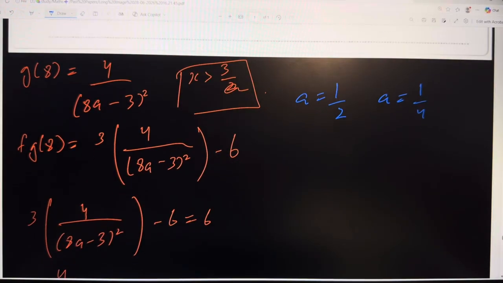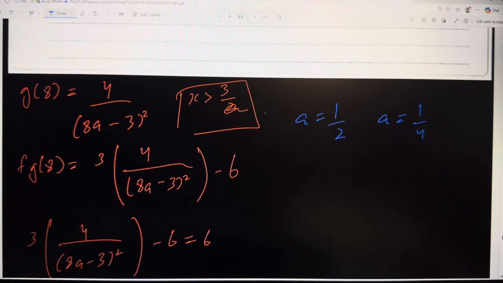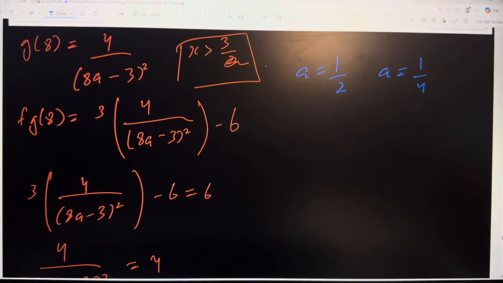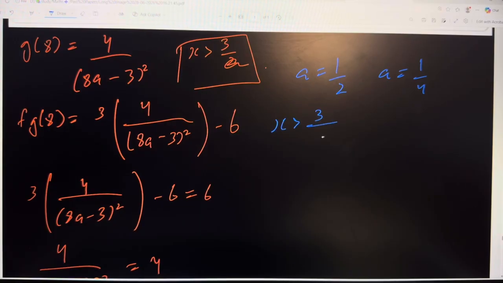Now what we can do is substitute a into this, to find the domain. X is greater than 3 upon a. What if we do this? X is greater than 3 upon 1 upon 2 and x is greater than 3 upon 1 upon 4. What does this become? X is greater than 6 and x is greater than 12.